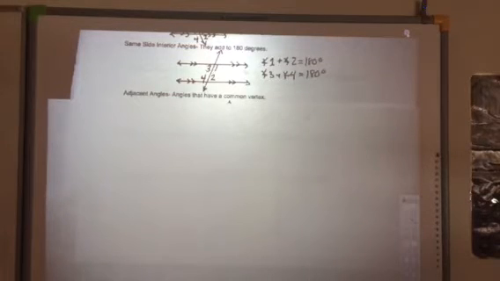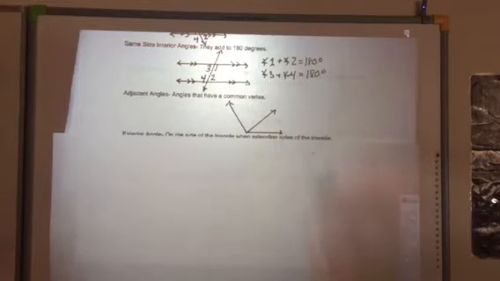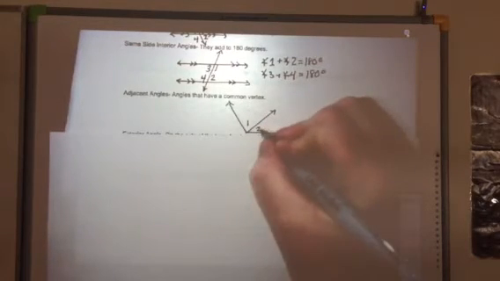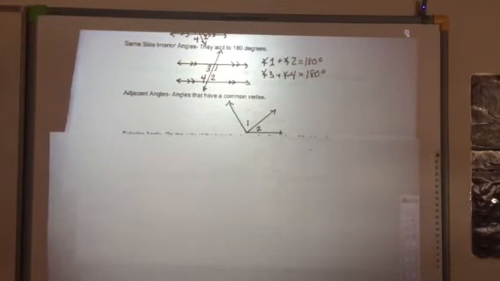Adjacent angles. Angles that have a common vertex. So angle 1 and angle 2 are adjacent angles. Obviously you can have more than one angle there, but that's what that means.